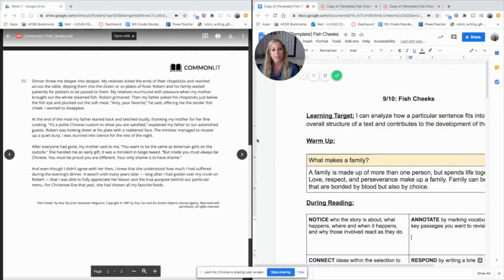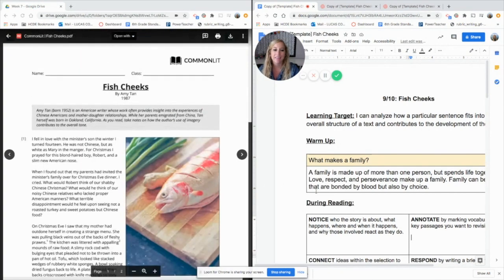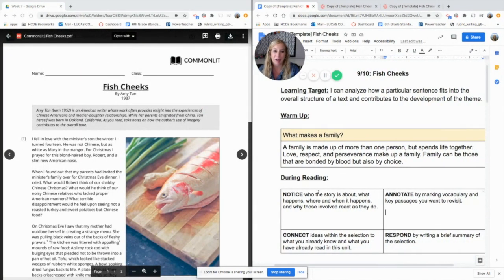We are going to be reading Fish Cheeks together and filling out our first read activity form, which is located on your Google Doc. So I'm hoping you're coming to this lesson already completed your warm-up activity, and now I'm going to give you a quick overview of our first read graphic organizer that we're going to use.